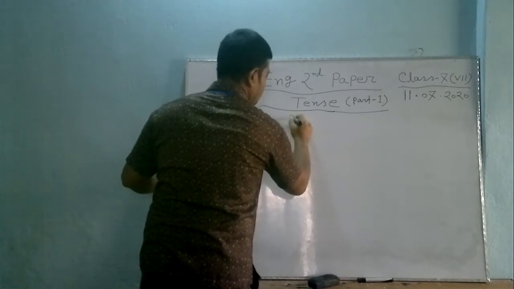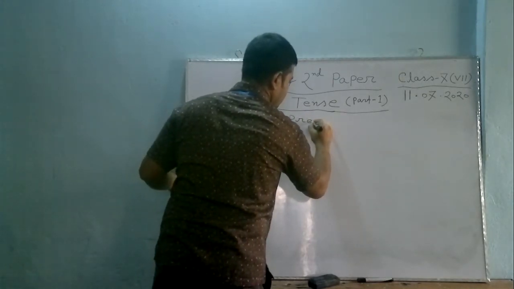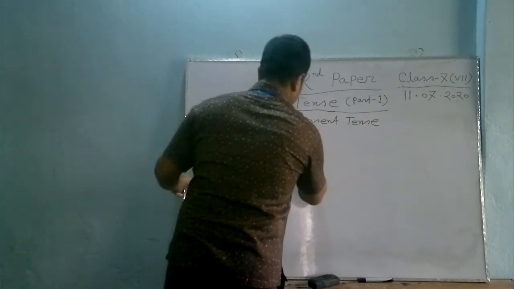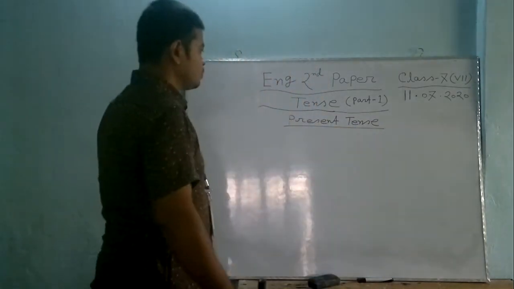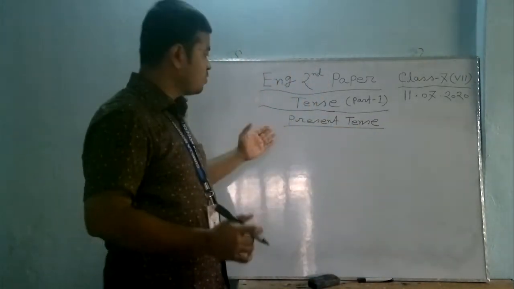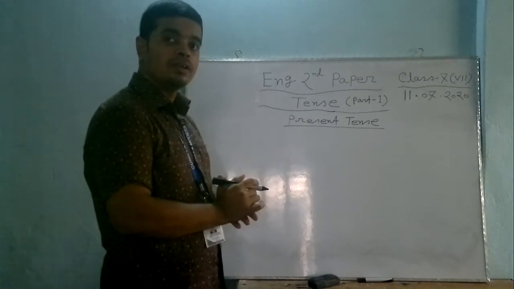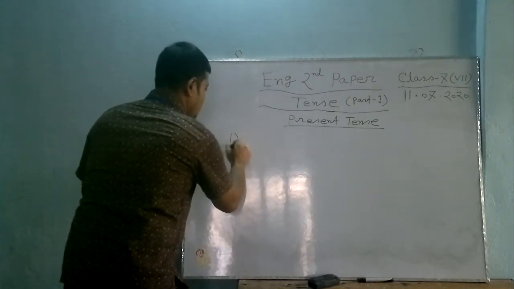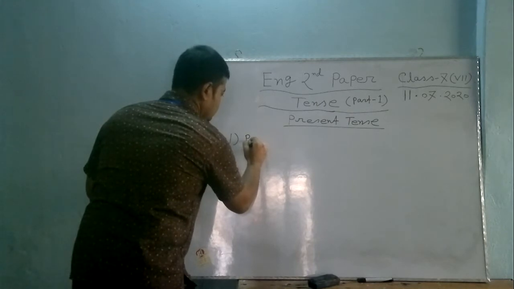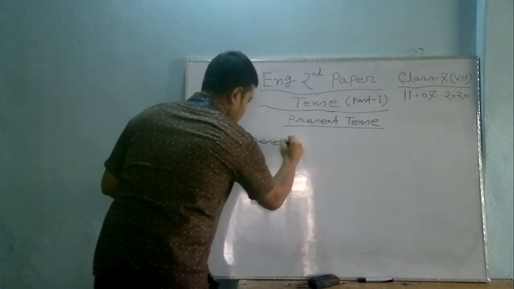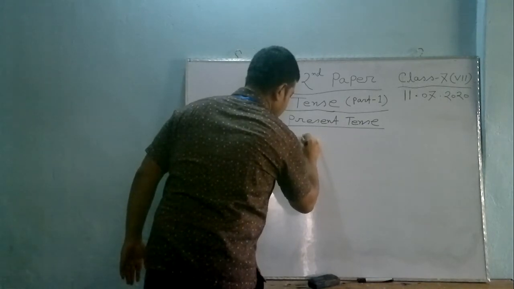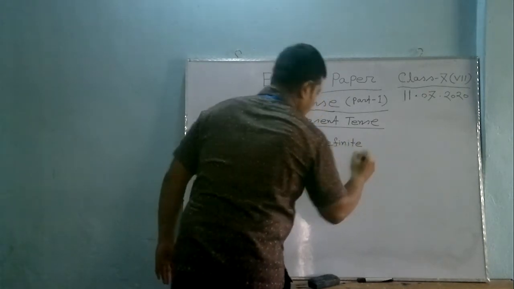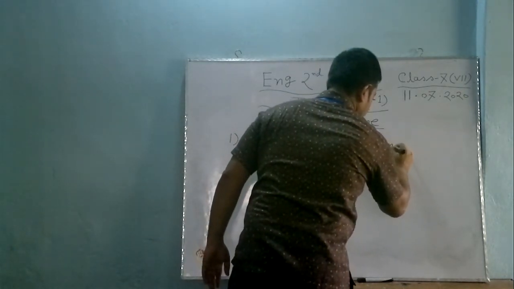First one is present tense. The first part of tense is present tense. Now, present tense is also divided into four parts. The first part is present indefinite tense.